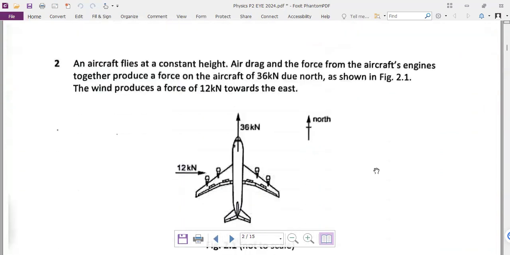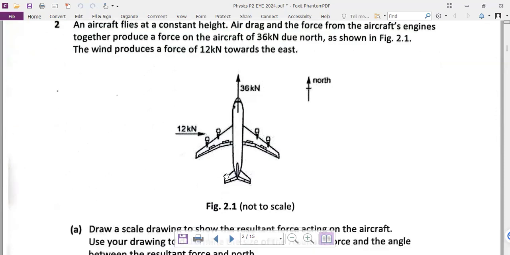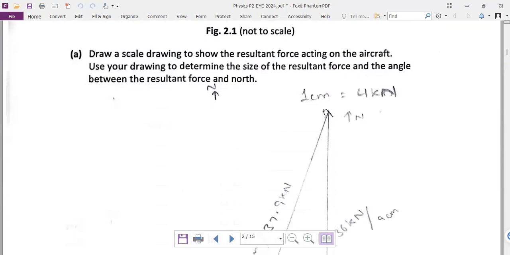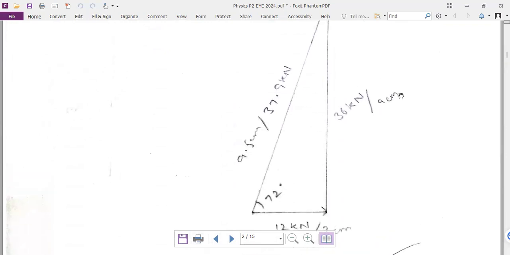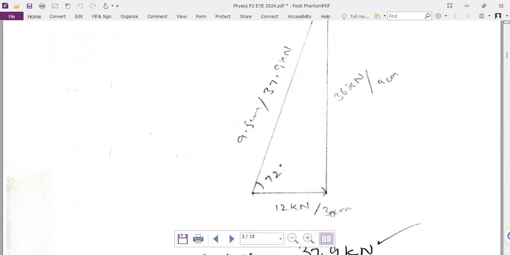Second question is the vector addition. An aeroplane is flying in this direction, which is north, with this velocity, this force, and then there is a wind force acting on it from the left. You have to calculate the resultant. So you take a scale. This student has taken 1 centimeter equals 4 kilonewtons. So he draws it like this: 9 centimeter line in north, 3 centimeter line in east direction.